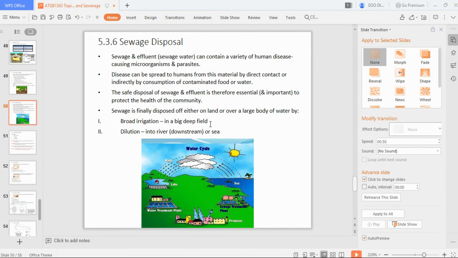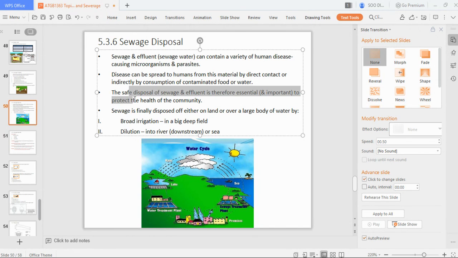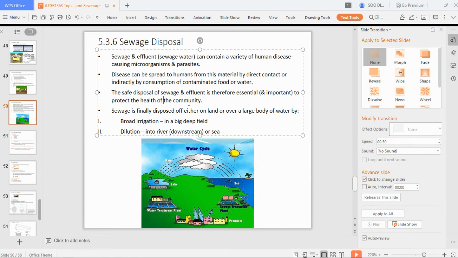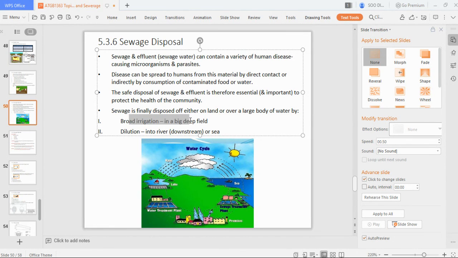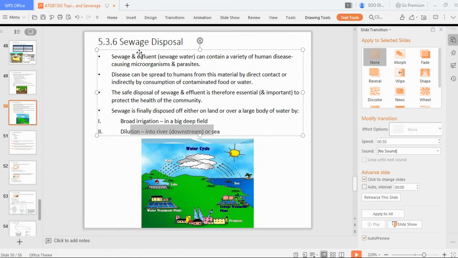Okay, so finally, you want to discharge the waste you have treated from the sewage treatment plant into a river, lake, or sea. Once the wastewater is treated in the sewage treatment plant, you can actually put it into a lake, sea, or river. You can put it in broad irrigation in a big deep field, or we can dilute it into a river or sea. So we treat it and then we dump it back into the sea.